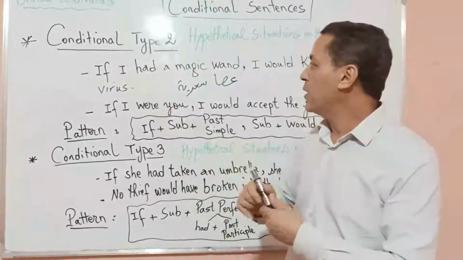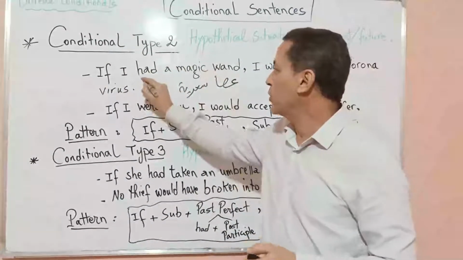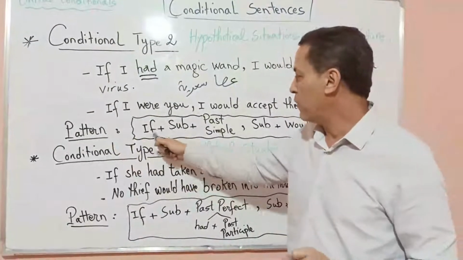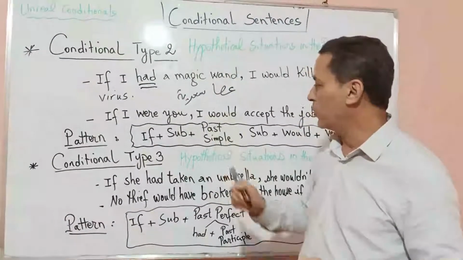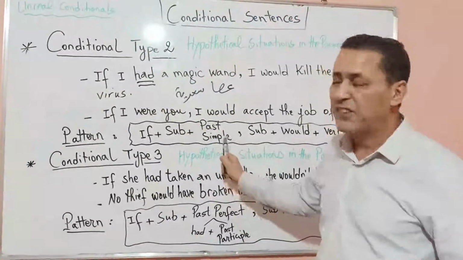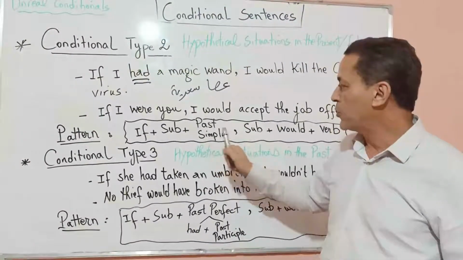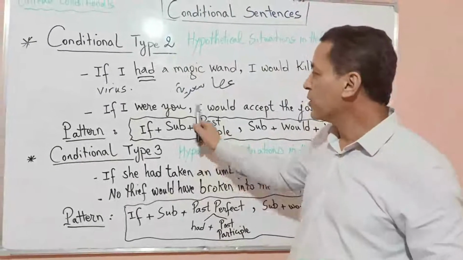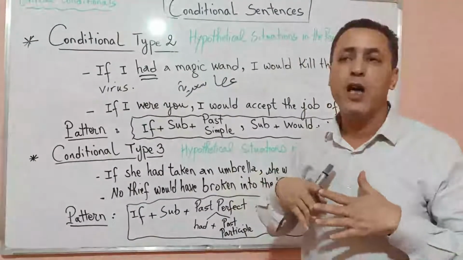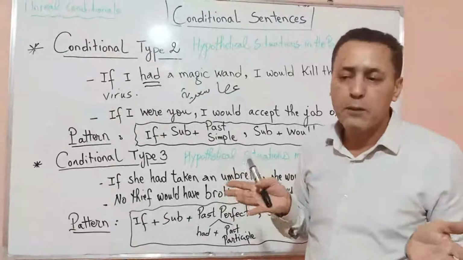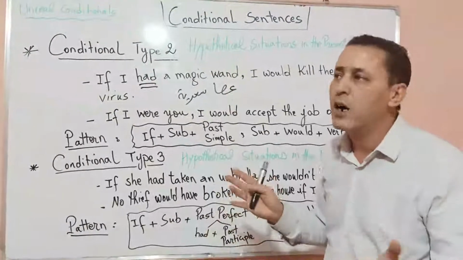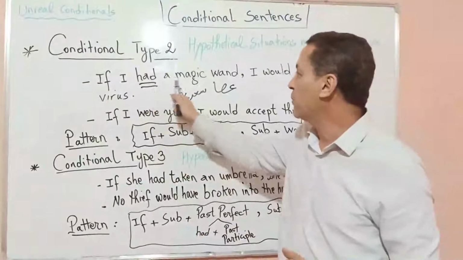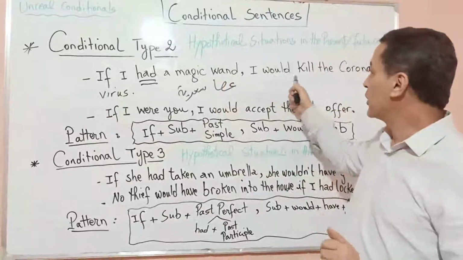So here in the if clause, we are using the verb in the simple past, as you can see in the pattern form: if plus subject plus past simple. This is a little bit tricky. Why? Because students know that when we use the simple past, we talk about the past. Here we are not talking about the past, we are just talking about a kind of hypothetical present. If I had, it's like expressing wishes actually. So if I had a magic wand, this is what I would do.